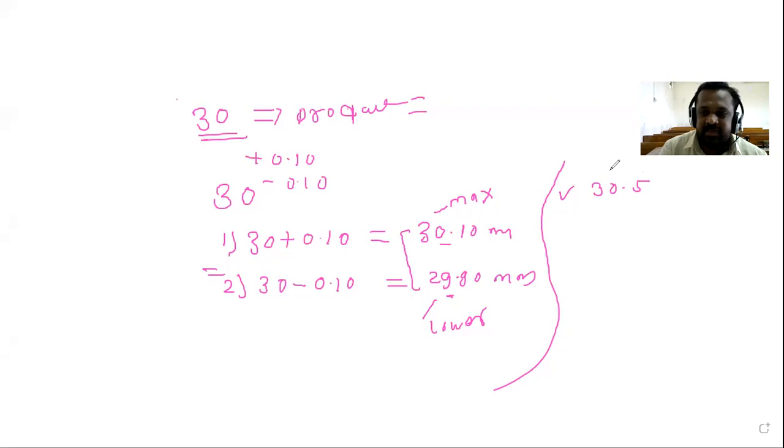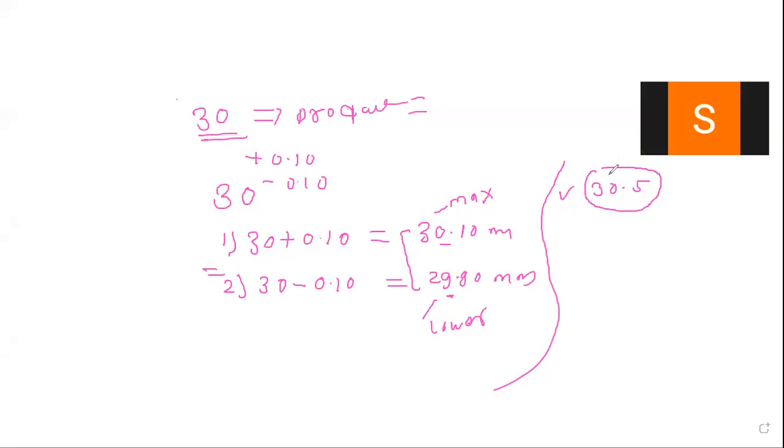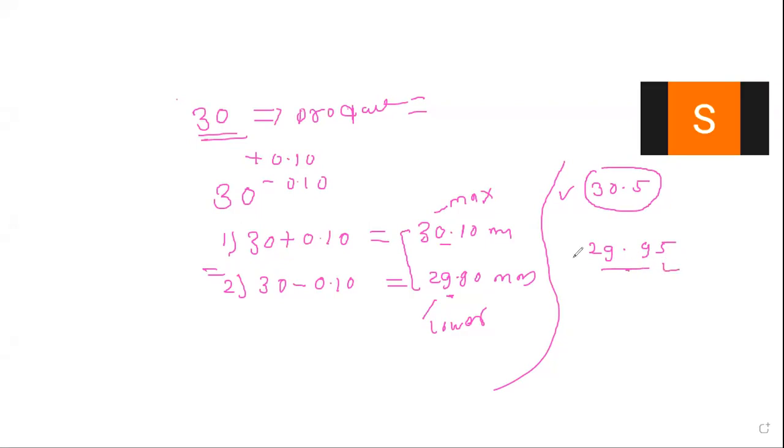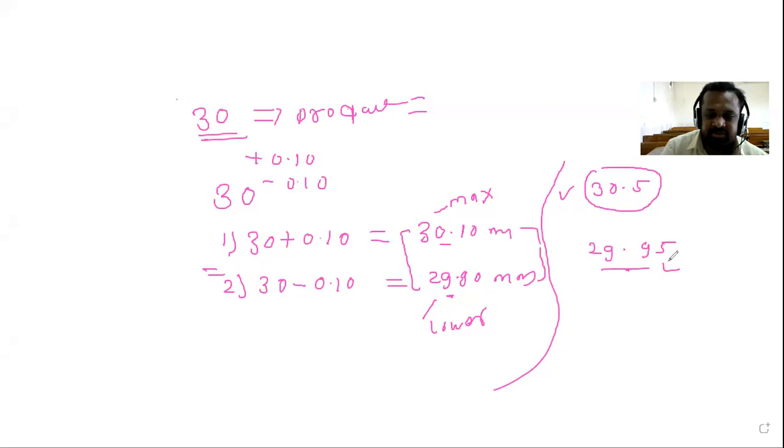Then please tell me, if you have manufactured the shaft of 30.5 mm, is it acceptable? No, sir. Okay, then tell me, if suppose you have manufactured the shaft like this, 13.95, is it acceptable? Yes, sir. It is acceptable because it lies between these limits.